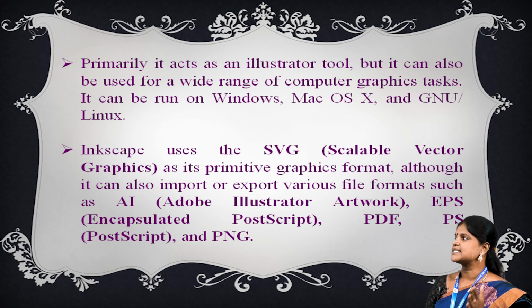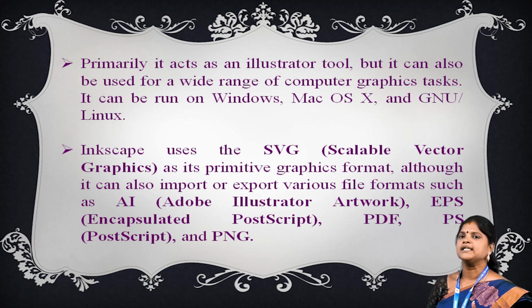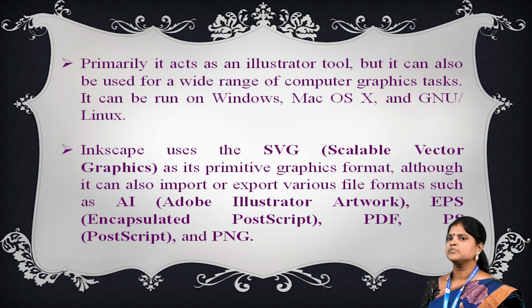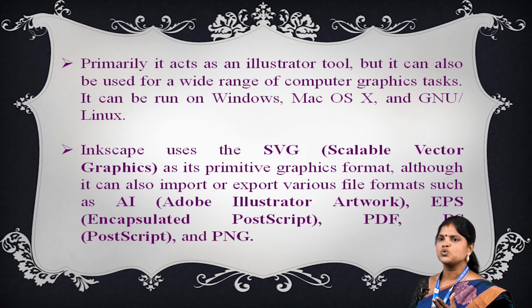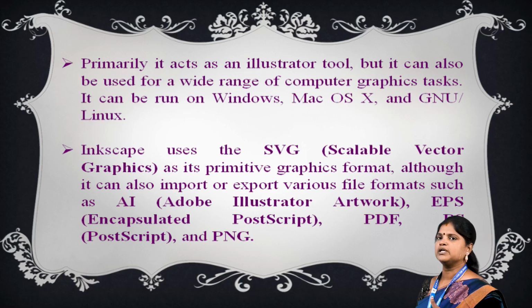It provides various vector shapes such as square, polygon, spiral, 3D boxes, and text. These can be filled with the help of solid colors, patterns, and color gradients. We can also alter these shapes through some transformations like moving, rotating, scaling, and skewing.